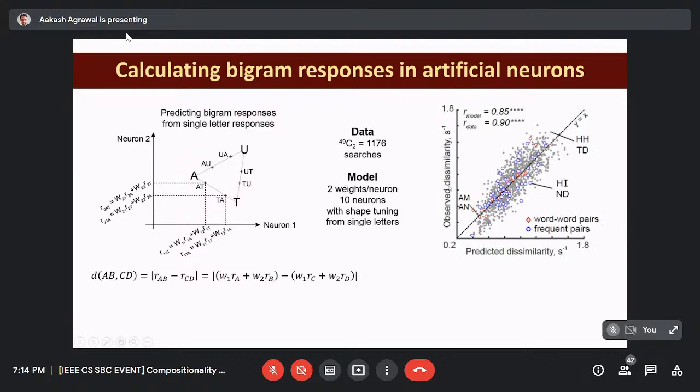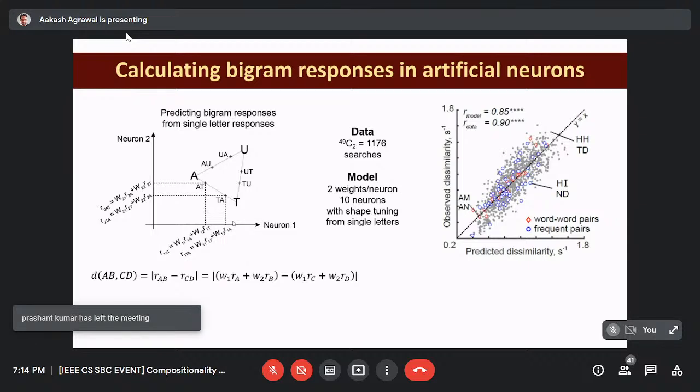On the y-axis, we have the observed dissimilarity, which we got from the experimental data, and on the x-axis are the model predictions. I have highlighted some of the words which are used in the bigrams. Notice that this model doesn't have any assumption about the letter combination. It only says that the response of a bigram is a linear combination of individual letter responses.